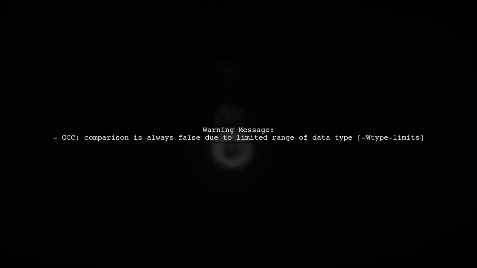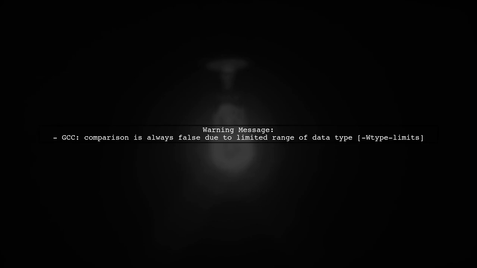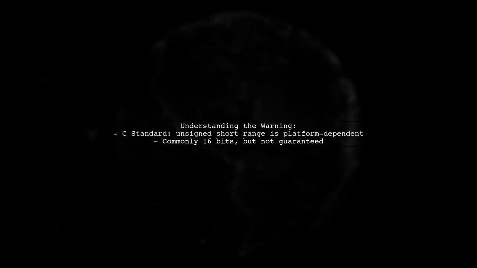However, GCC issues a warning stating that the comparison is always false due to the limited range of the data type. This can be confusing. This warning arises because the C standard guarantees that an unsigned short cannot exceed its defined range. On most platforms, this is 16 bits. In conclusion, this is not a bug in GCC. It's a reminder that while your machine may have a 16-bit unsigned short, it's not universally applicable.